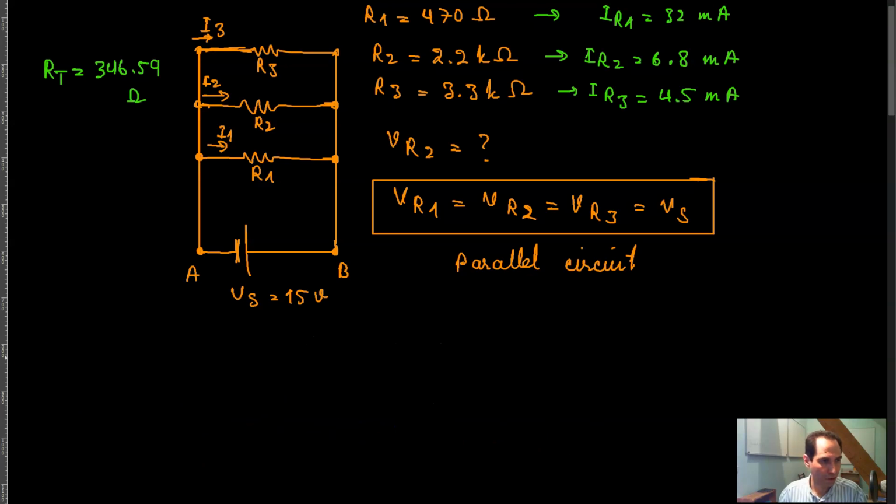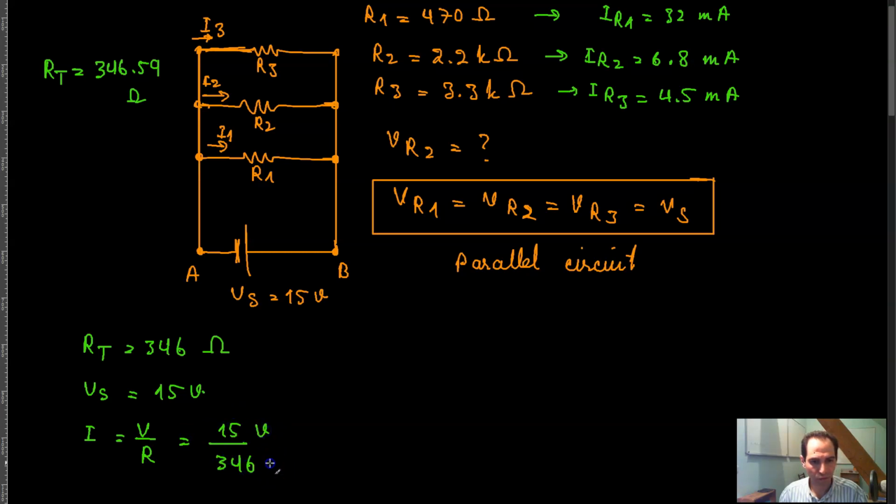So now I know that R of t is equal to 346, taking not more than 3 significant figures, 346 ohms, and V of S is equal to 15 volts. The current going through the circuit would be I equal to V over R, which is 15 over 346. This is in volts, this is in ohms, so you should get something in amps. If you divide 15 by 346, that gives you 0.043 amps, which is 43 milliamps. So that's the total current going through this circuit based on this calculation.